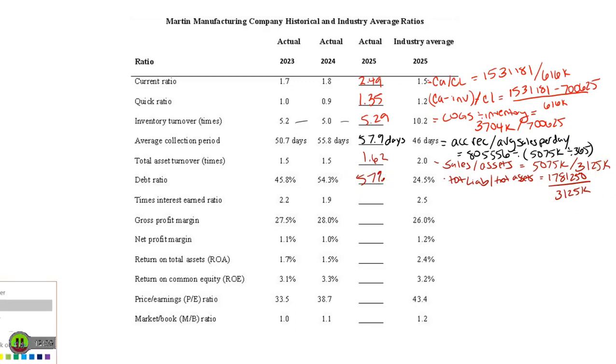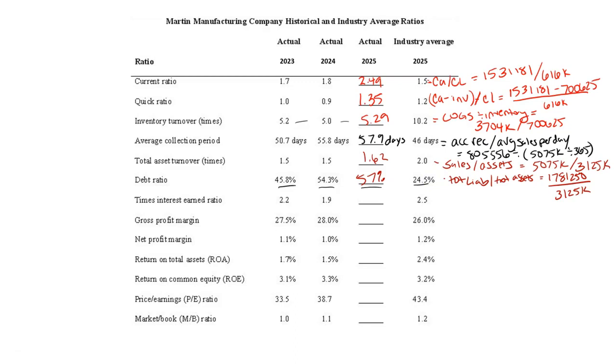So our debt ratio has been climbing significantly year over year. In 2023, it was 46%. In 2024, it was 54%, and now it's 57%, which is substantially above the industry average of 24.5%. So they're borrowing more and more money. They're very highly leveraged. So they may be seeing some financial trouble.